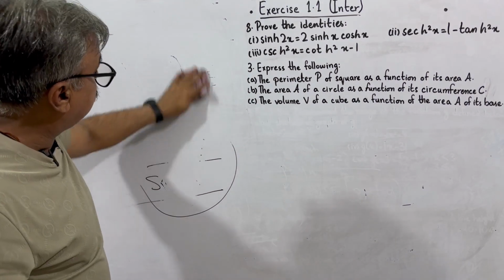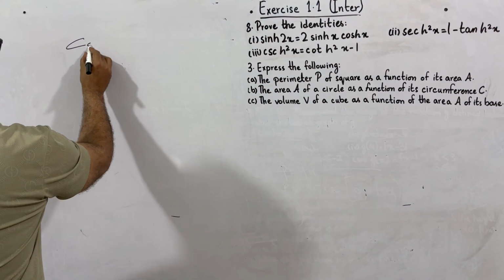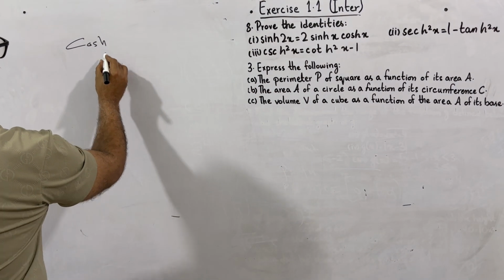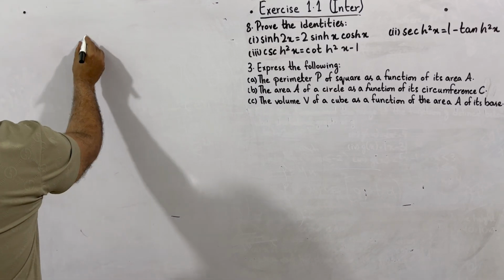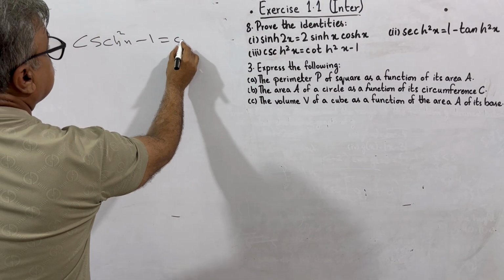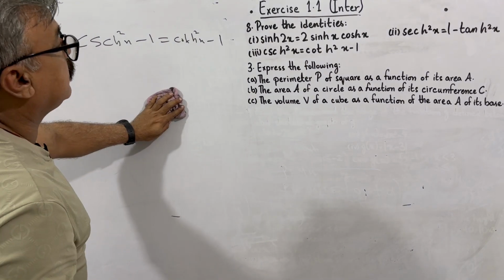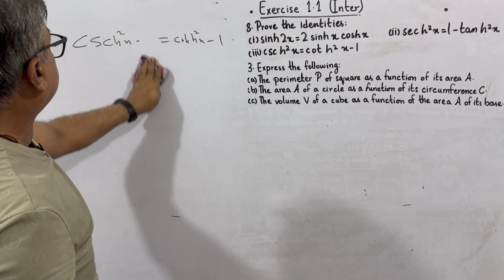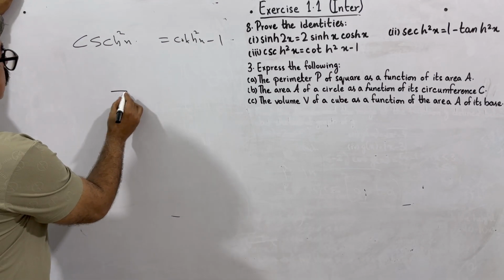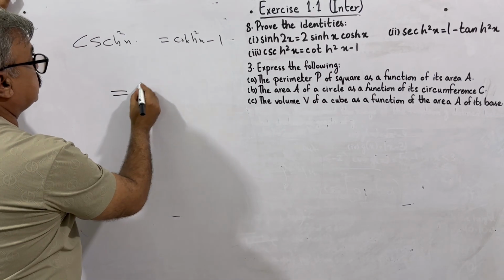Let me prove one for you at least. csch square x minus 1 is equal to coth square x minus 1. Okay, cool. There is only cosec hyperbolic. Cot is equal to cos over sine.